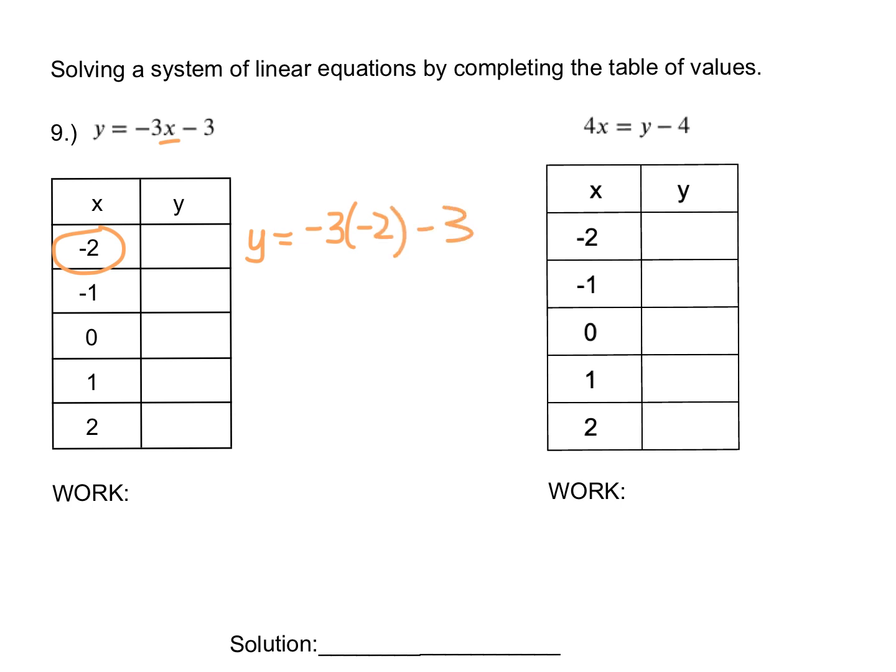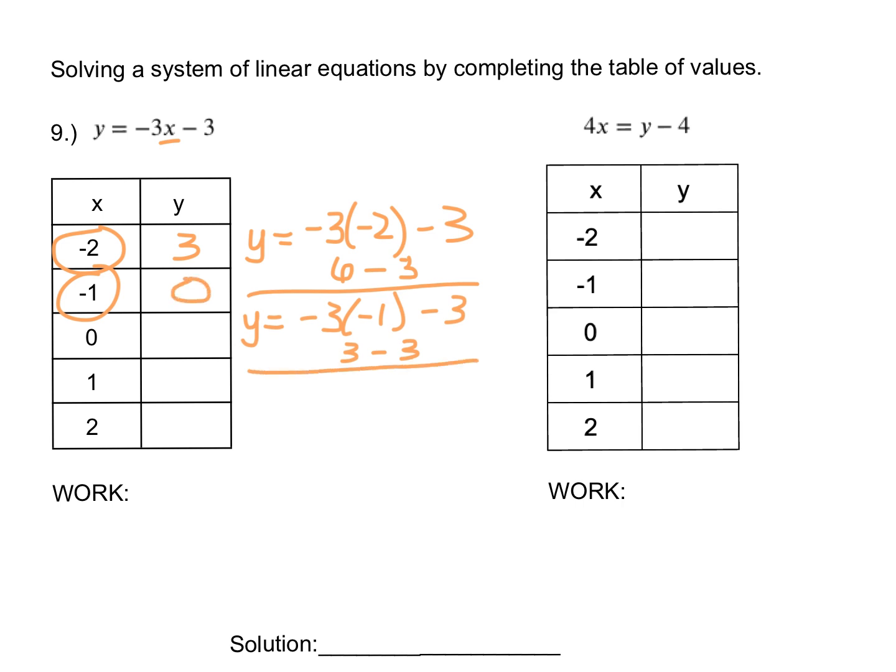Okay, so for the first one, -3 times -2, that's a positive 6. A negative times a negative is a positive. And then it's 6 minus 3, and 6 minus 3 is 3 for our y value. Okay, moving on to our next x value, which is -1. So now I'm going to substitute out the x and input the -1. Okay, now solve it. -3 times -1, that's a positive 3. And 3 minus 3 is 0.